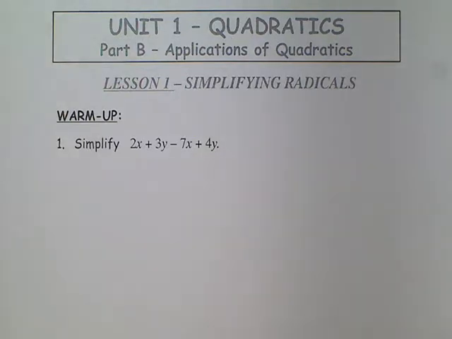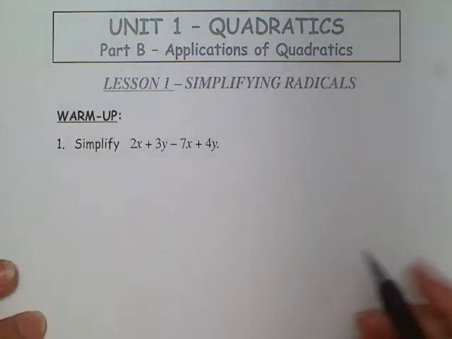Okay, in this lesson we're going to look at simplifying radicals. So let's take a look at the warm-up. We have 2x plus 3y minus 7x plus 4y.